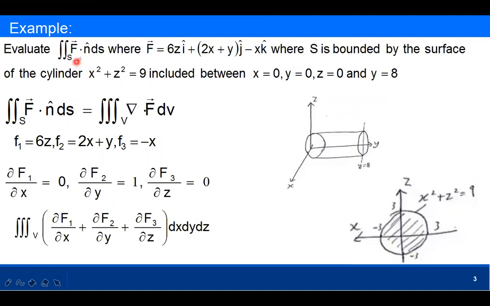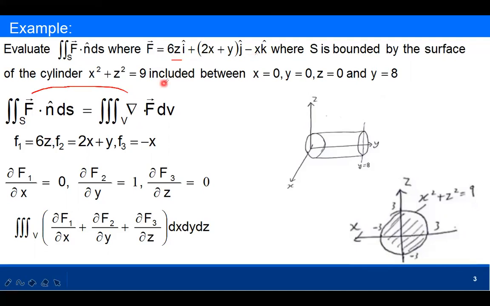So instead of using this surface integral, by using the Gauss divergence theorem, we are converting this surface integral into volume integral. Now what is the statement of Gauss divergence theorem? Double integral of f bar dot n ds over the surface S is equal to triple integral of del dot f bar dv over the volume V. So first of all you have to compare with f bar equal to f1 i plus f2 j plus f3 k. So f1 equal to 6z, f2 equal to 2x plus y and f3 equal to minus x.